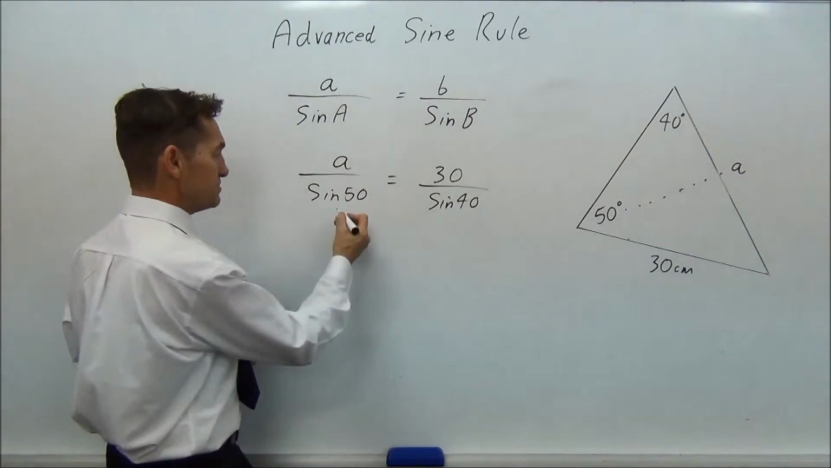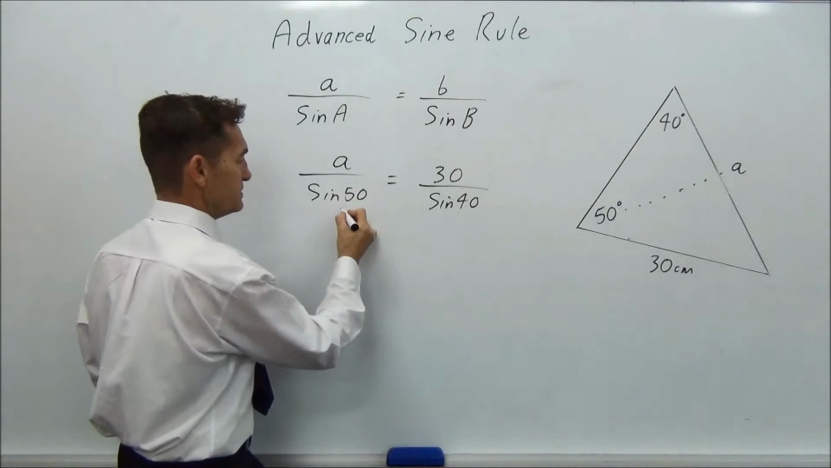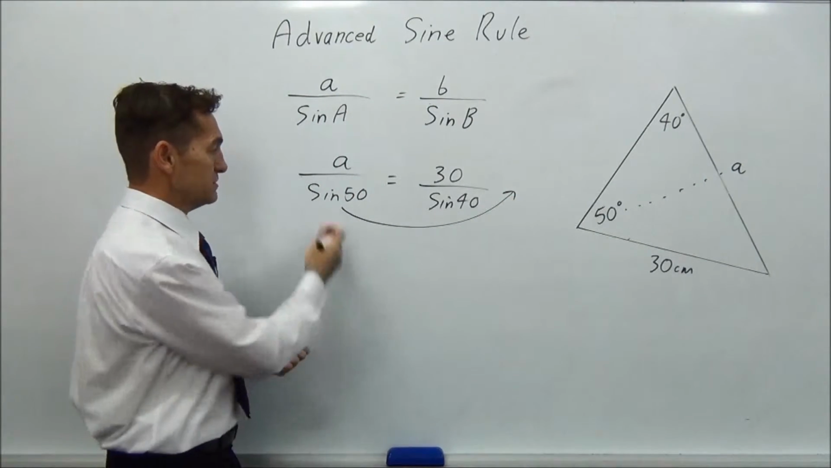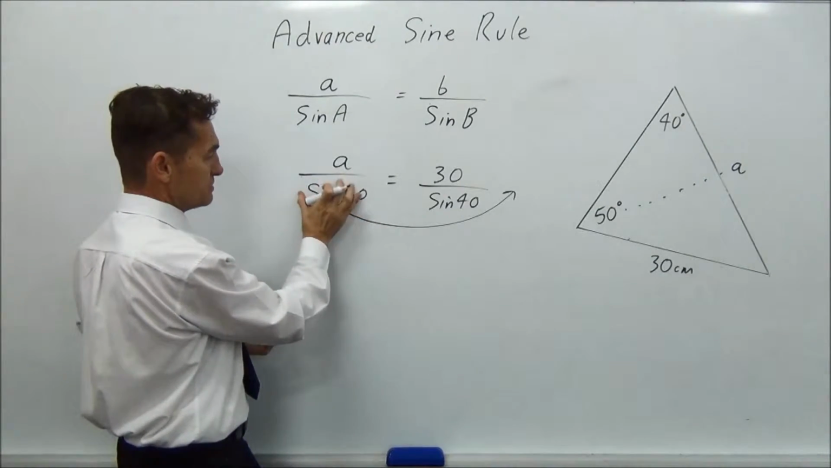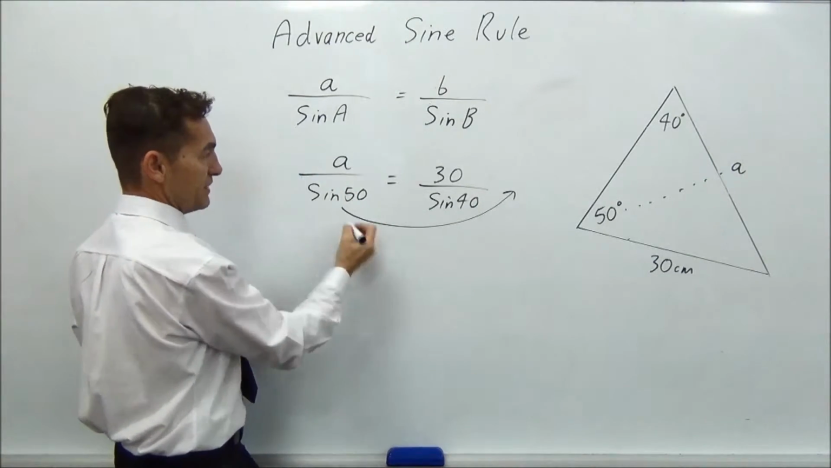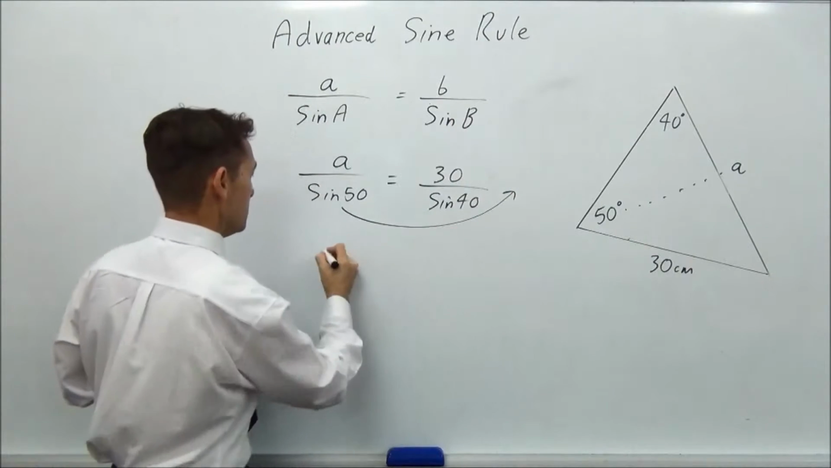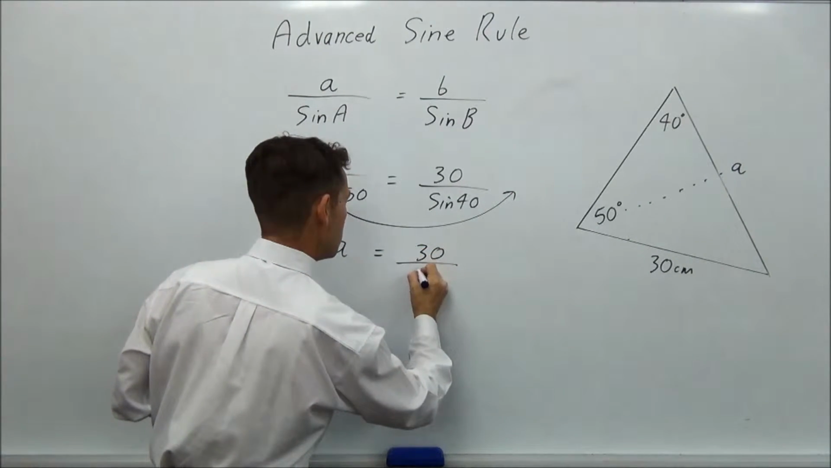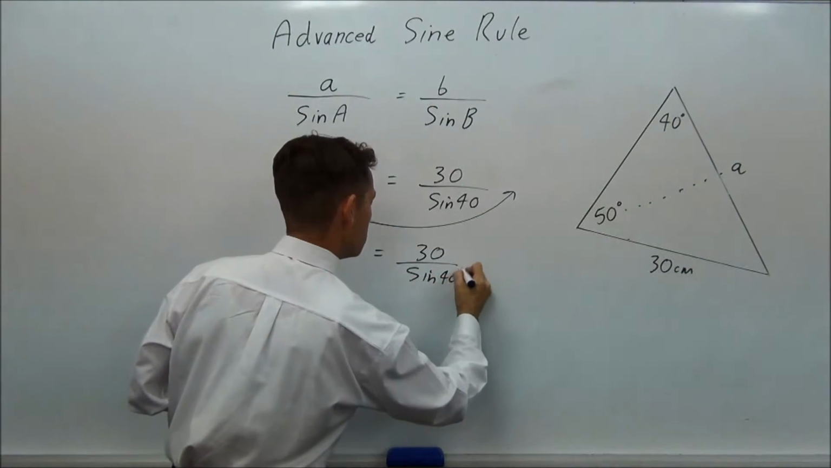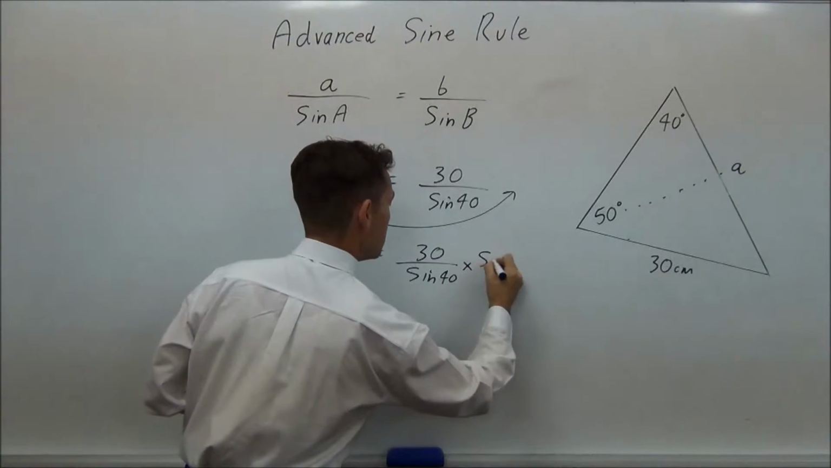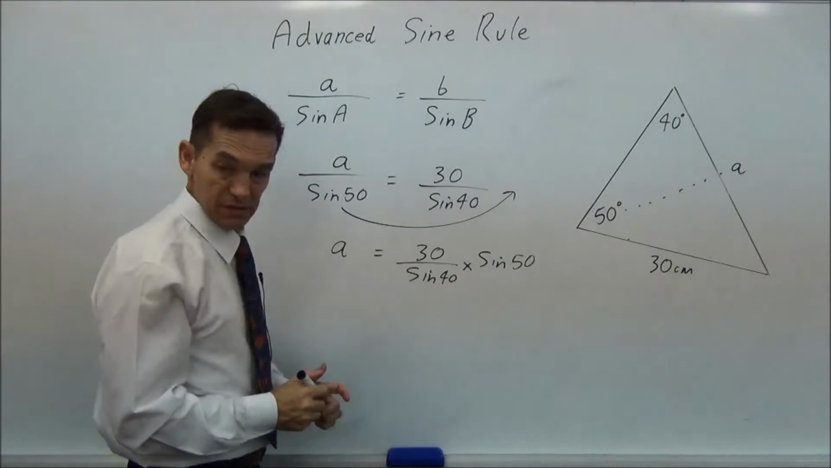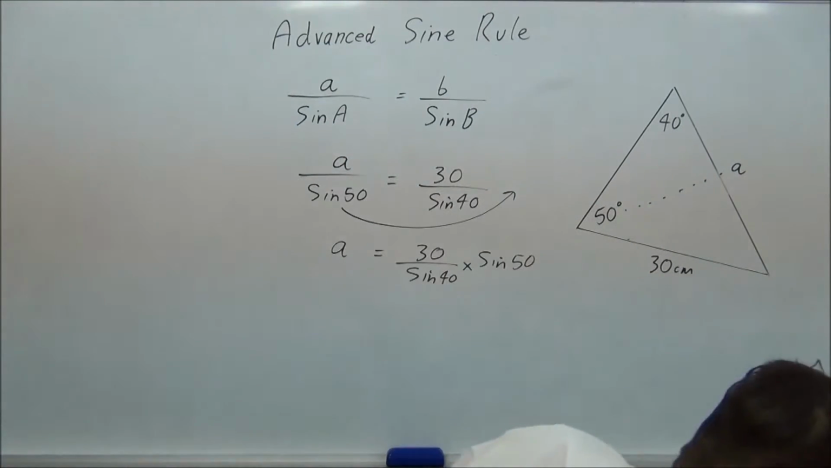Well, it's basic algebra. Whatever this value is here, that value is going to go up there. So we're just going to multiply, effectively what we're doing, multiplying both sides by sine 50, cancel there, and putting it up here. So we're going to get A equals 30 over sine 40 multiplied by sine 50. Punch that in your calculator, and where is a calculator? Let's grab one.